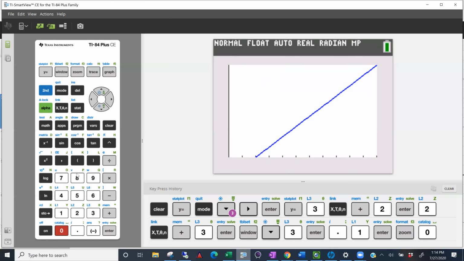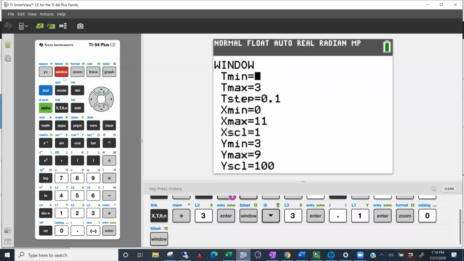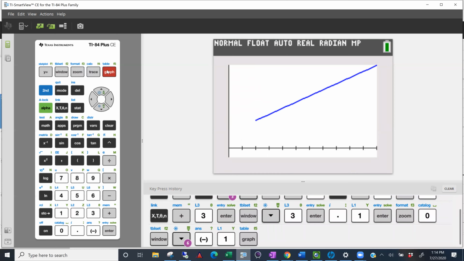Yay. Now the downside is that sometimes it does things that we don't really like. For instance, if I look at my window, I can see that it doesn't include the x-axis. So for Y-min, let me go down to -1. That way it's a little bit below y equals 0, so I can see the x-axis. Now I'll press graph. Okay, that at least somewhat looks like the graph that we had earlier on Desmos.